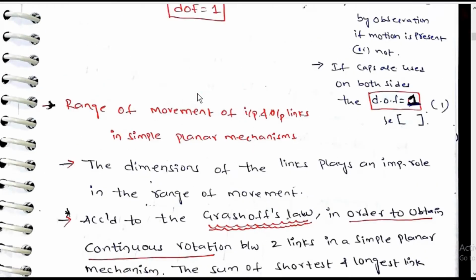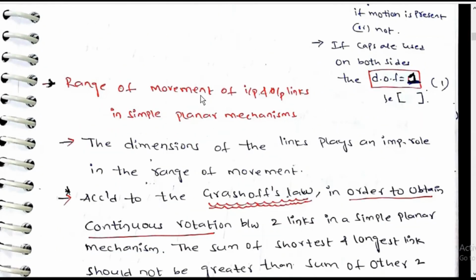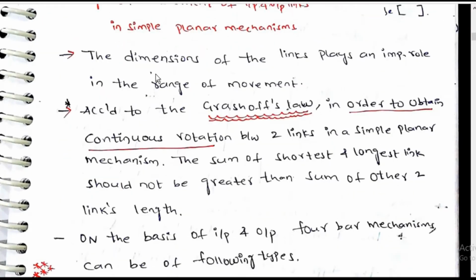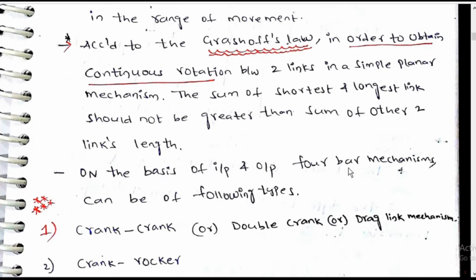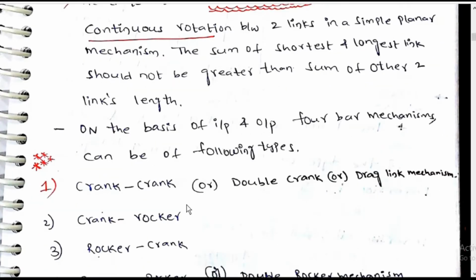Range of movement of input and output links in simple planar mechanism. The dimensions of links play an important role in range of movement. According to the Grashof's law, in order to obtain continuous rotation between two links in a simple planar mechanism, the sum of shortest and longest link should not be greater than sum of other two links. This is Grashof's law.